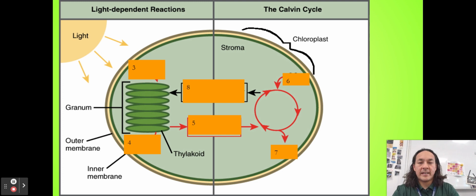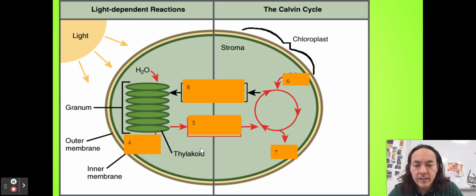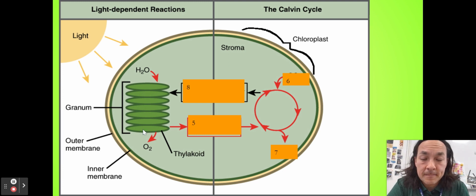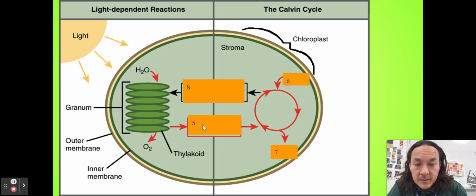And so the light-dependent reactions, okay, that depends upon light. And in the light-dependent reactions, what happens is at the thylakoid membrane, we're going to take in water. We're going to produce oxygen. Take in water, produce oxygen. Therefore, all the oxygen we breathe comes from water that has been split by plants. We're on to number 5.